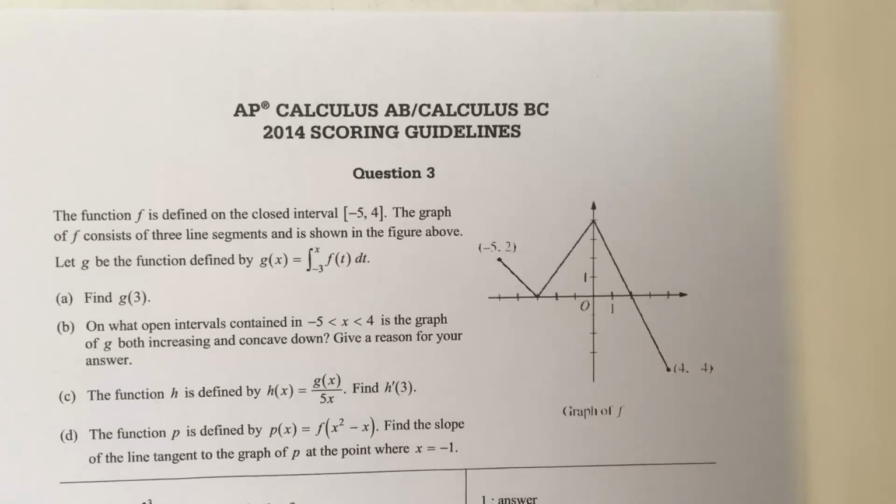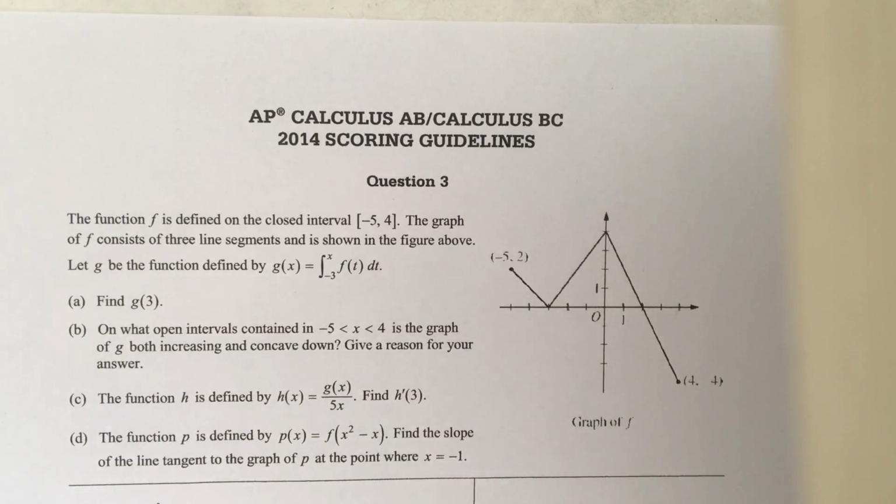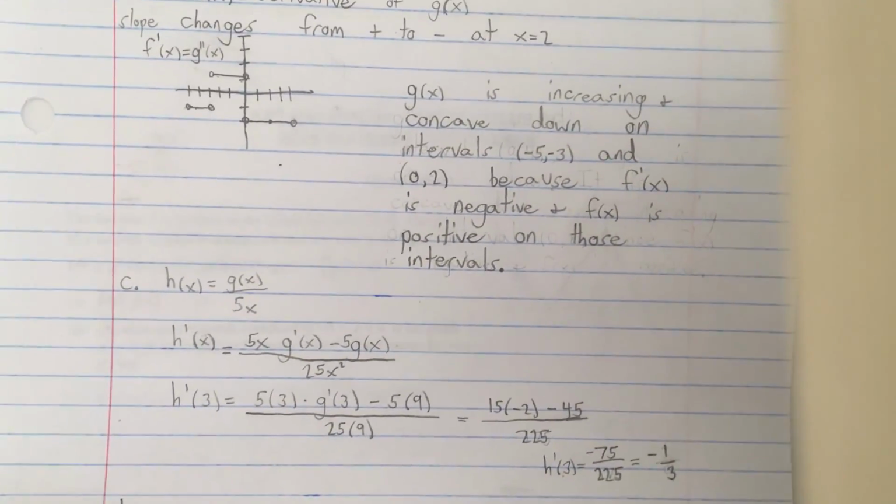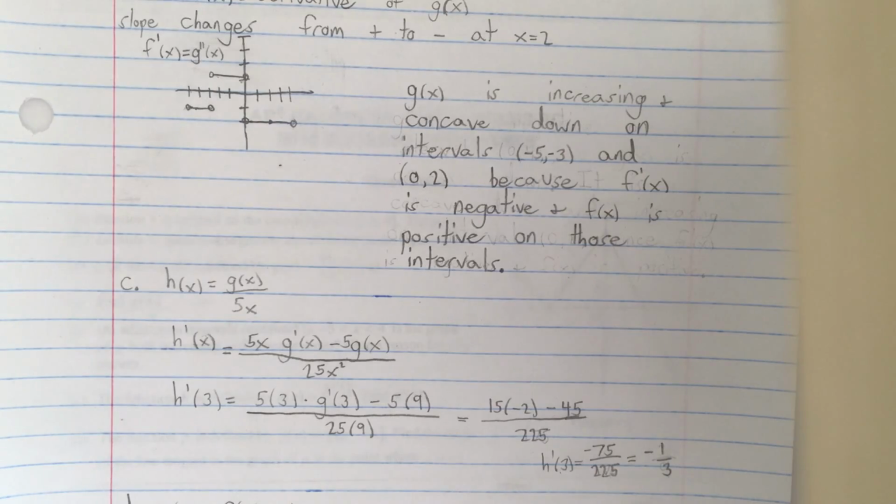For the next part of our problem, we're looking at part C, which says the function h is defined by h of x equals g of x divided by 5x. Find h prime of 3. So we're taking the derivative of this function, and we're going to have to use the quotient rule to figure that out. We have g of x divided by 5x is h of x. That means h prime of x using the quotient rule will be 5x times g prime of x minus 5 times g of x, all divided by 25 times x squared.